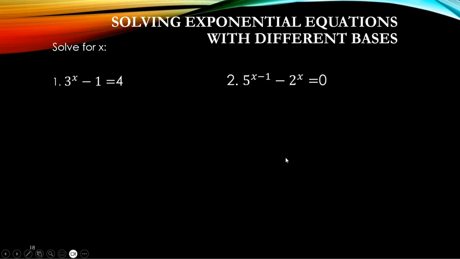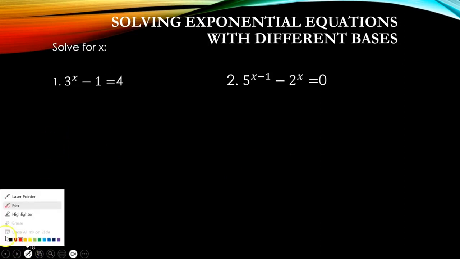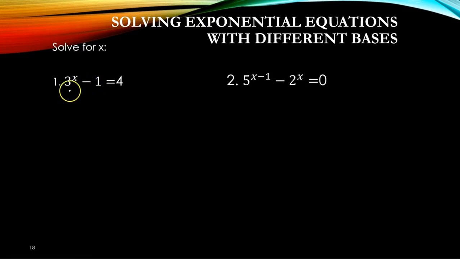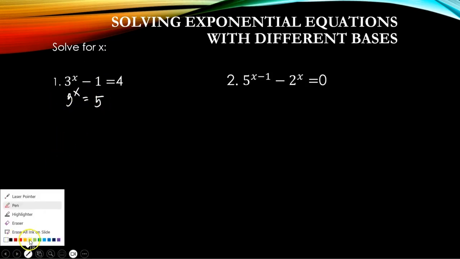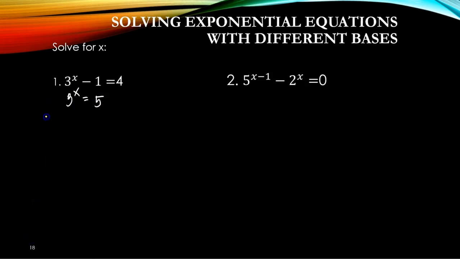So let's try. In order to solve this one, what I would do is I'd remove first those terms that don't contain x. So in this case, 3 raised to x is equal to 4 plus 1, that's equal to 5. Since the bases are not the same, I can choose to use change of base transformation. I can just transform. Remember transformation? So my final answer could be logarithm of 5 base 3 is equal to x. So this is an answer.